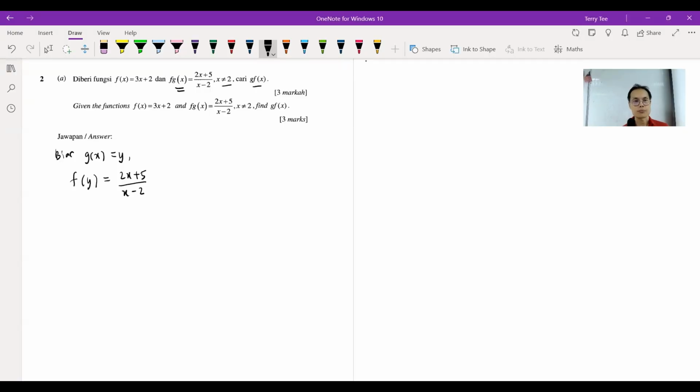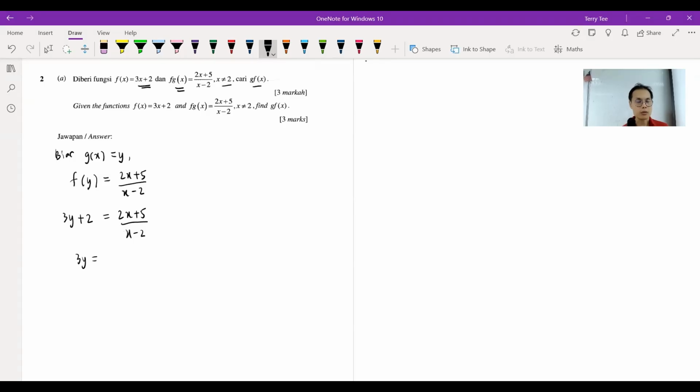Okay, so your f(x) is 3x + 2. Your f(y) is (2x + 5)/(x - 2). So we are finding g(x), yeah? We are finding g(x). So we know f(x) is 3x + 2, so f(y) will be 3y + 2. We're finding g(x), which is y.